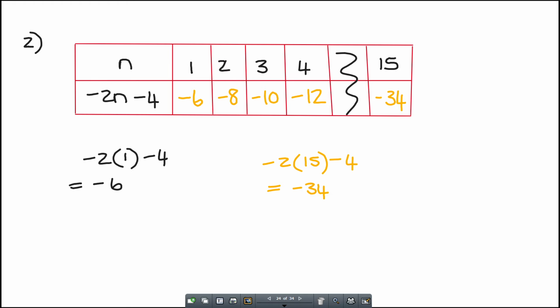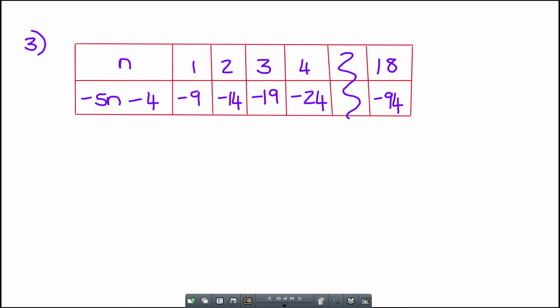Hands up, we're still copying. Right, number 3. Again, you just had to substitute in. I'm not showing how I did it. Is it necessary? No, ma'am. The formula is very easy.